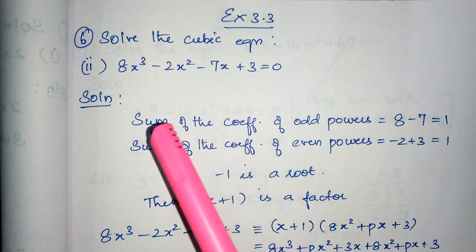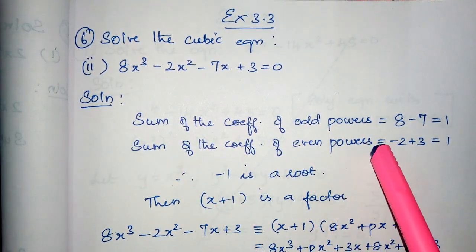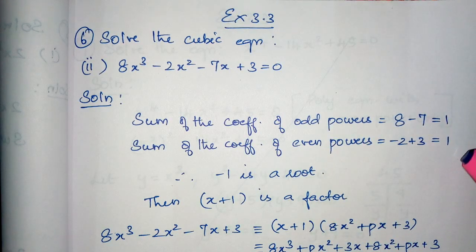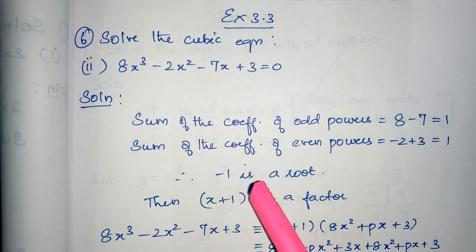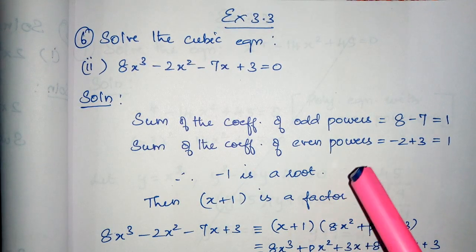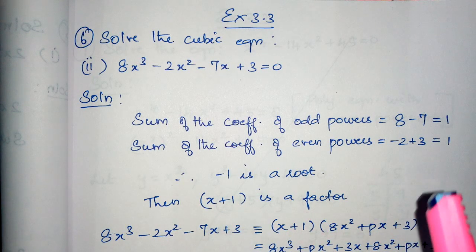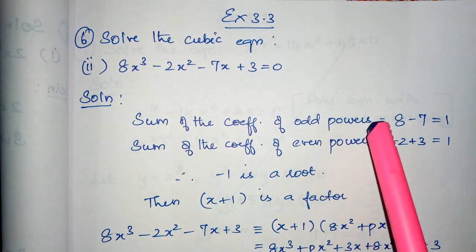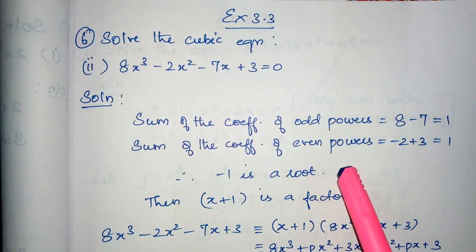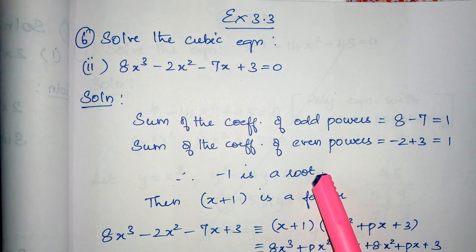Now you can see that the sum of the coefficients of odd powers and the sum of the coefficients of even powers are the same, 1 and 1. Since these two values are the same, we can take minus 1 as a root. Earlier, when the sum of the coefficients was equal to 0, we took 1 as a root. Here, the sum of the coefficients of odd powers is equal to the sum of the coefficients of even powers, therefore minus 1 is a root. That's the only difference here.